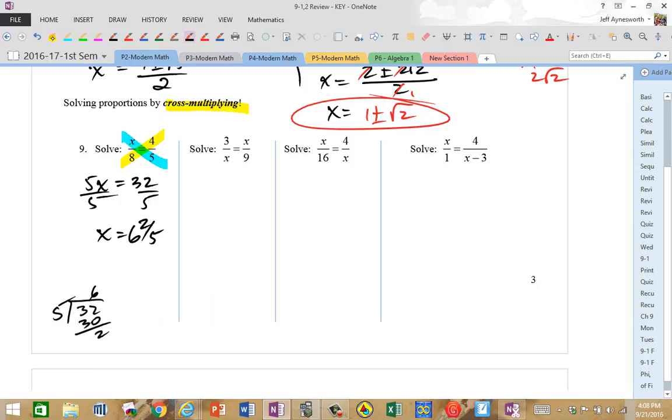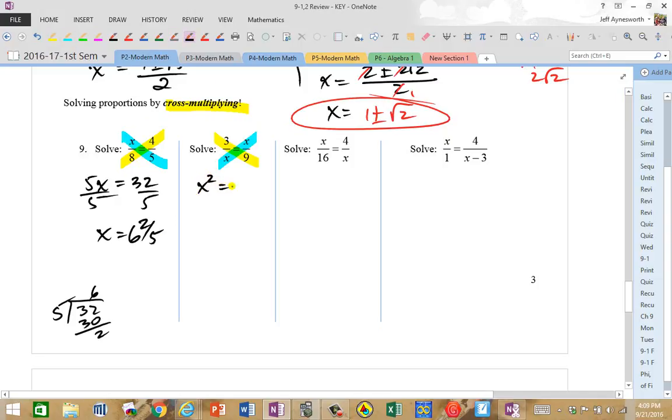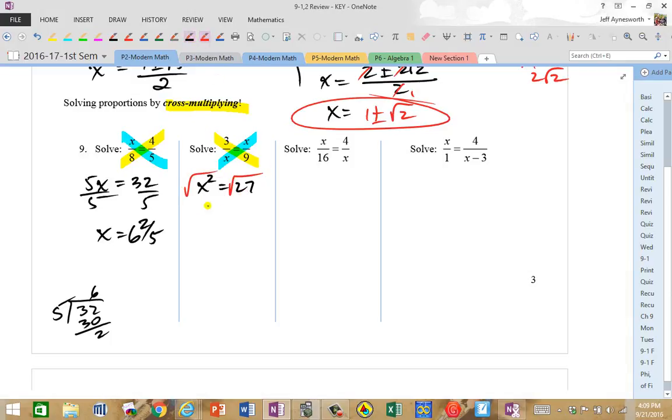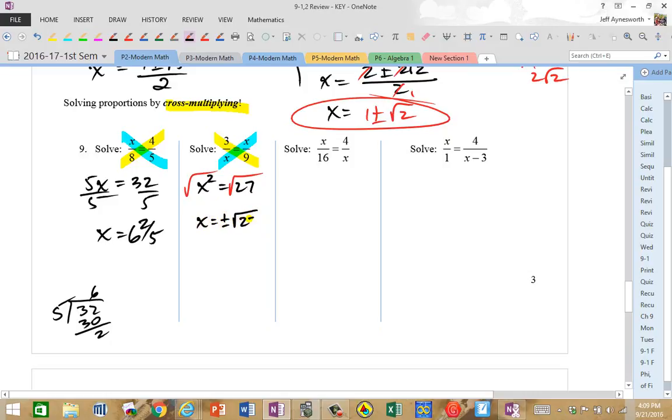Okay, next one. All right, 27 equals x times x. Now, x times x is x squared, and that's 27. You got to square root these guys. The inverse of squaring is square rooting. So x is equal to plus or minus root 27, but that's plus or minus the square root of 9 times the square root of 3. So x is equal to plus or minus 3 rad 3. All right, two solutions here.